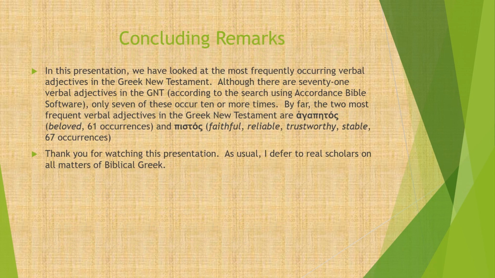In this presentation, we have looked at the most frequently occurring verbal adjectives in the Greek New Testament. Although there are 71 verbal adjectives in the Greek New Testament, according to the search using Accordance Bible software, only 7 of these occur 10 or more times. By far, the 2 most frequent verbal adjectives in the Greek New Testament are agapētos, beloved, 61 occurrences, and pistos, faithful, reliable, trustworthy, stable, 67 occurrences.